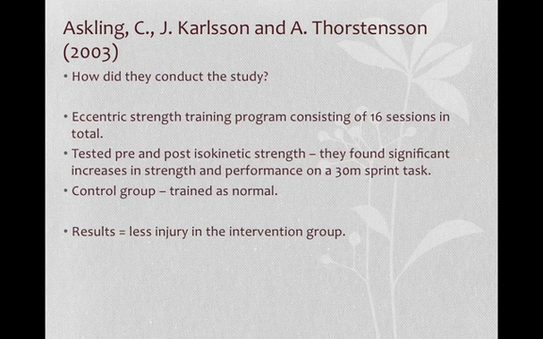So what they did is they split up 15 people into an eccentric strength training program intervention group, and they completed 16 sessions. They tested pre and post isokinetic strength of the hamstrings and pre and post performance on a 30-metre sprint task, which was a good thing to do because then they got to see whether their intervention actually resulted in a change that was different from, say, for example, hamstring injury. And their control group, they kept them doing what they normally do, which is training with the team.